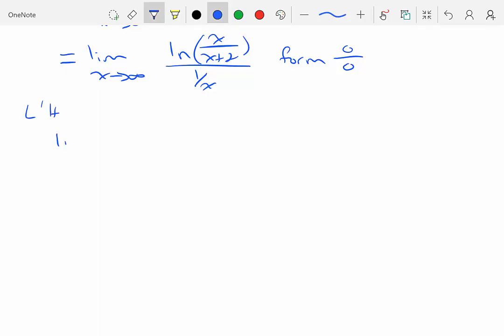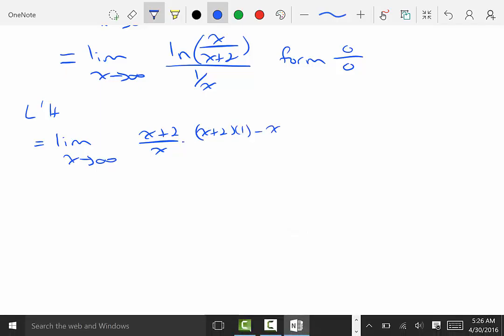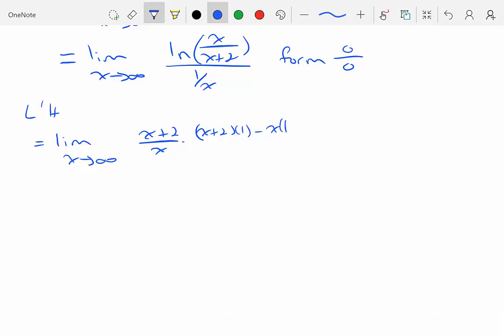Now I say I'm using L'Hopital's rule, and so I get that the limit as x approaches infinity, the derivative of the top, natural log of x over x plus 2, is 1 over the argument, which means I can flip that over, x plus 2 divided by x, multiplied by the derivative of the quotient: the bottom, x plus 2, times the derivative of the top, which is 1, minus the top, which is x, times the derivative of the bottom, which is 1, all divided by the bottom squared. All of that gets divided by the derivative of the bottom, which is negative 1 over x squared.